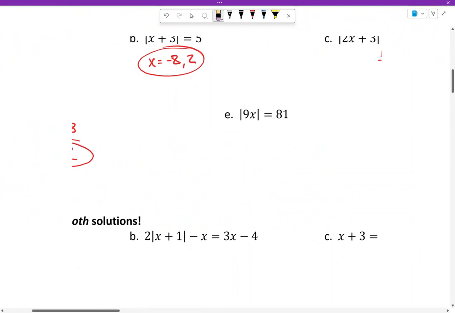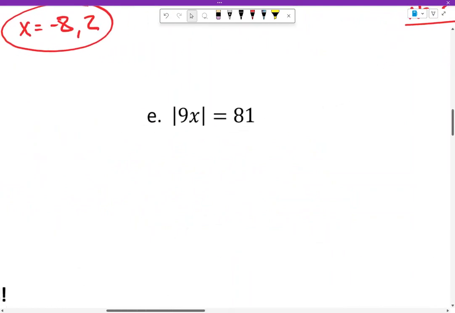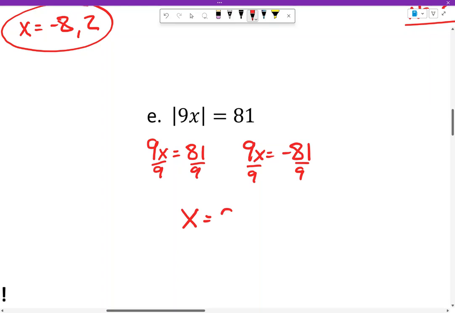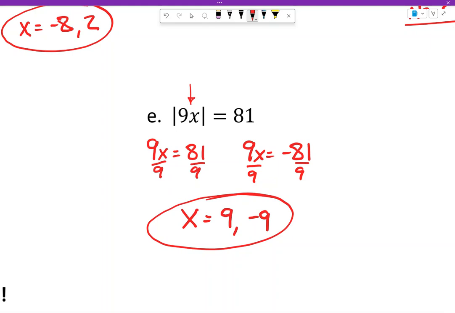Lastly, or not lastly, but for this section, example E says the absolute value of 9x equals 81. Again, I can write my two cases. 9x has to equal 81, but it can also equal negative 81. So if I divide by 9, x is either going to equal 9 or negative 9. And both of those do work out. 9 times 9 is 81. 9 times negative 9 is negative 81. And both of those have an absolute value of 81.